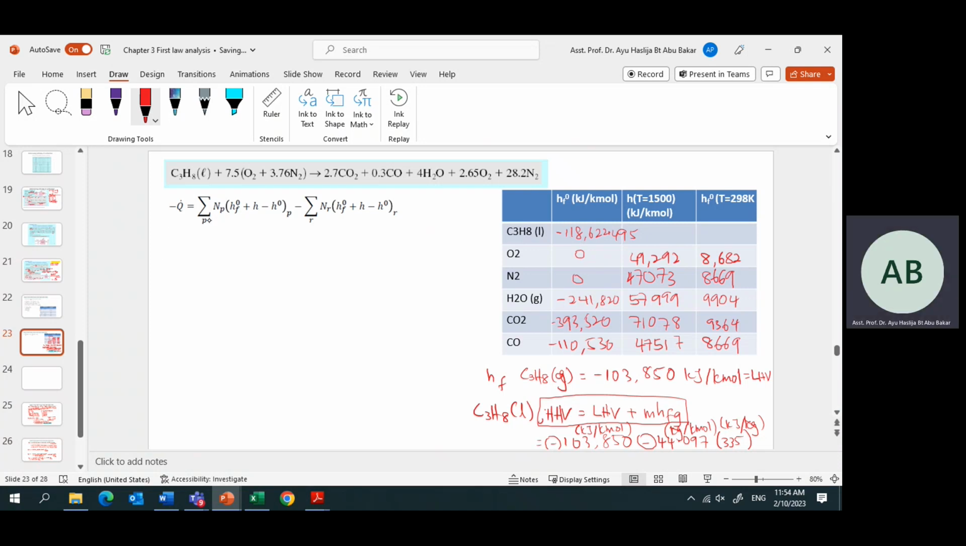Okay, so from here, the summation of product side minus reactant side. For the product, you have here CO2, CO, H2O, O2, and N2. Okay, so we do it one by one. Product, mole of CO2, 2.7 multiplied by the heat of formation of CO2. Okay, this figure.